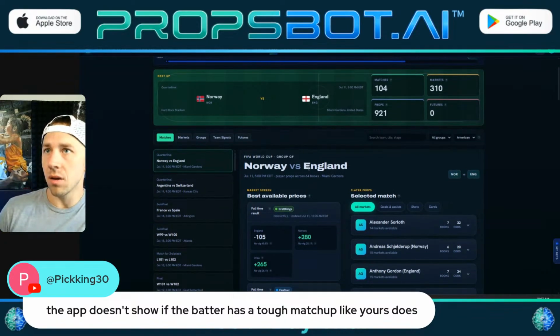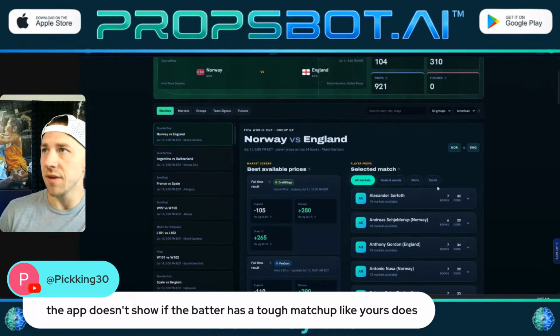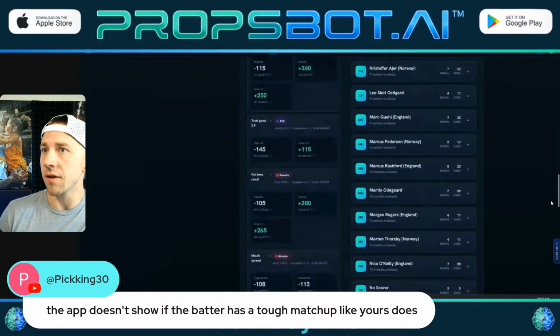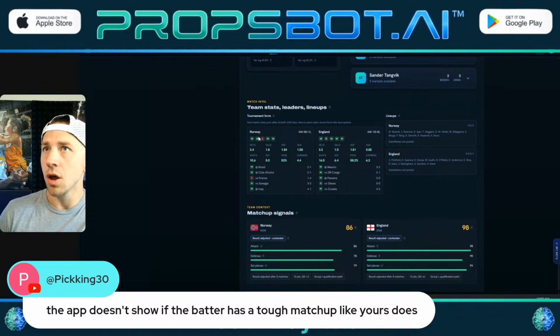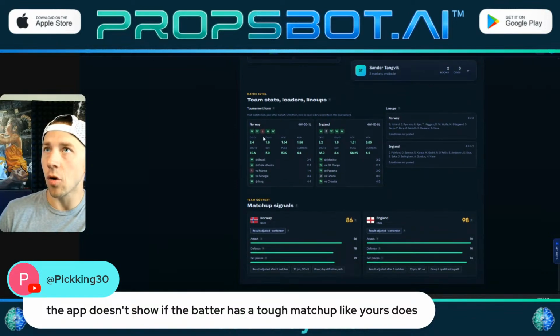But right here, you've got England being the big favorite, as they were as Norway was the last round, an underdog. You've got their recent matchup, their goals per game, their stats, their score, basically like a FIFA metric.